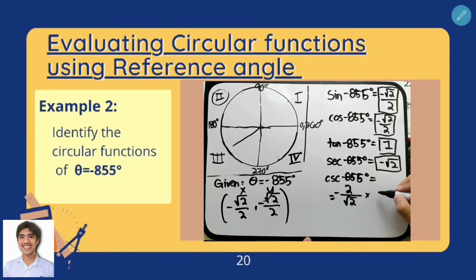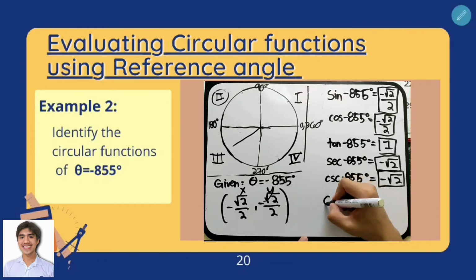We need to multiply the numerator and the denominator to the numerator. Negative 2 times square root of 2 is equal to negative 2 square root of 2. Square root of 2 times square root of 2 is equal to square root of 4, and that is 2. Then what's left is negative square root of 2, and that is our cosecant.